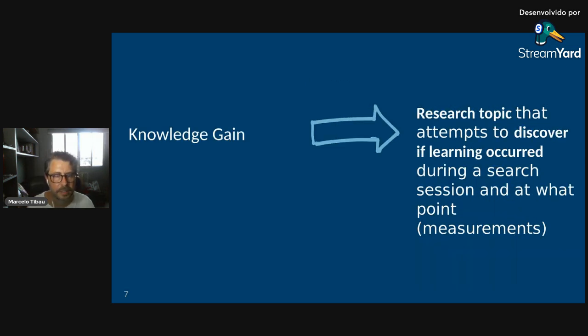Knowledge gain. This is a research topic that attempts to discover if learning occurred during a search session and at what point. It is about measurement.